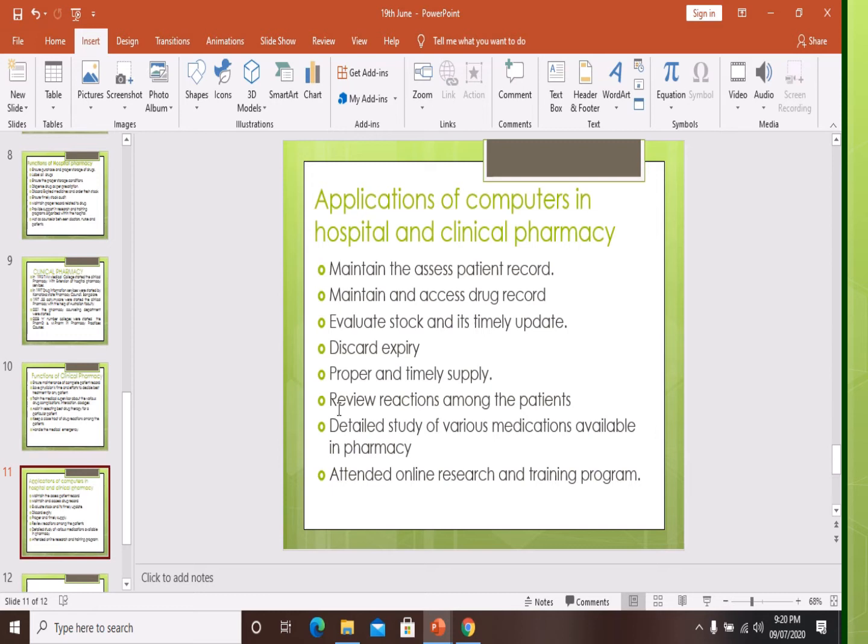And now coming to the applications of computers in hospital and clinical pharmacy. Why has the computer been used in the hospital and clinical pharmacy? Not only in hospital and clinical pharmacy, the computer has been used in all types of pharmacy. Majorly it is used for maintaining and accessing patient records and drug records, evaluating stock and its timely update, discarding expired items, proper and timely supply, reviewing reactions among the patients, detailed study of various medications available in the pharmacy, and attending online research and training programs. So these are the applications of computers in hospital and clinical pharmacies.